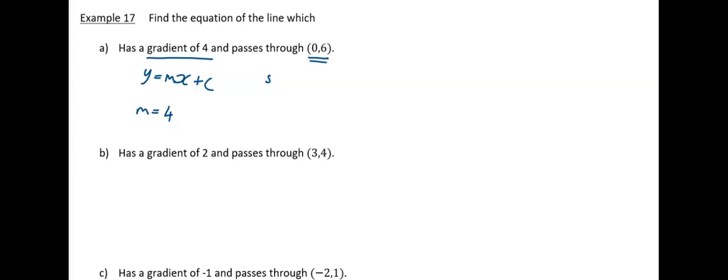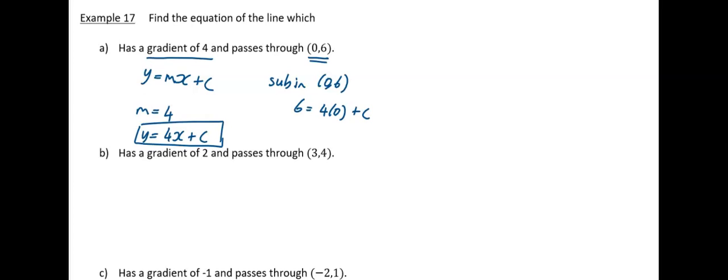So first of all, once we find our m is equal to 4, then we're going to rewrite our equation. So y equals 4x plus c. So this is the equation we're going to work with now. Okay, y equals 4x plus c. Now what we're going to do is sub in the point 0, 6. So 0, 6 means when x equals 0, y equals 6. So instead of writing y, you're going to write 6. Instead of writing x, you're going to write 0.